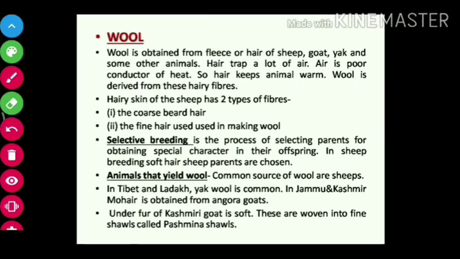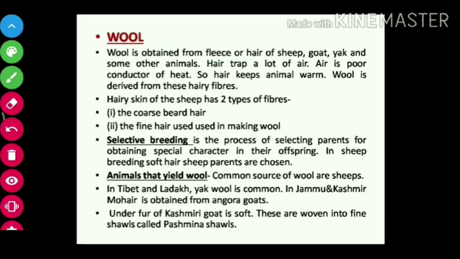Next we will go to what is present in your chapter, wool. Wool is obtained from the fleece or hair of sheep, goat, yak and some other animals. Here you have seen a new term, fleece. Fleece is what? The woolly covering of animals like sheep, goat, yak. They have wool-like or hair covering. That is known as fleece.